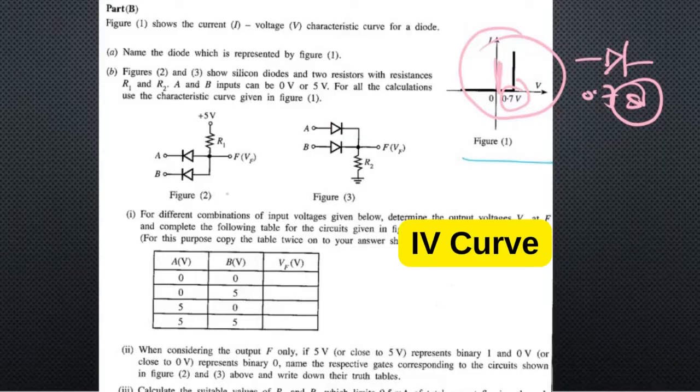Figures 2 and 3 here show silicon diodes and two resistors with resistance R1 and R2. A and B inputs can be 0 and 5 volt, right? 5 volt and 0, right? For all the calculations, use the characteristic curve given in figure 1, right? This one. For different combinations of input voltage given below, determine the output VF here and complete the following table for the circuits given in figure 2 respectively.